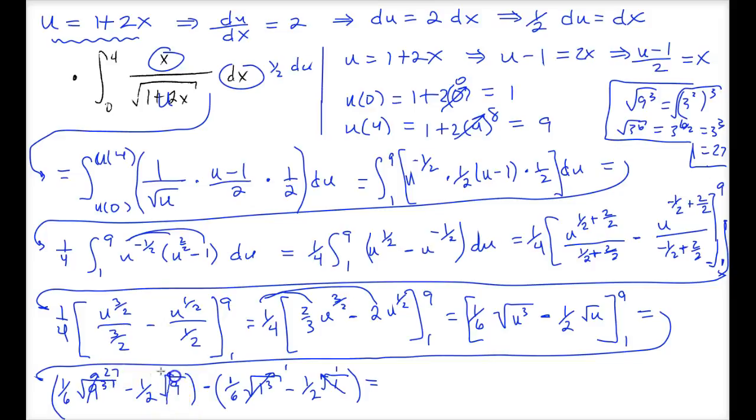And of course, square root of 9 is 3. So once we're done here, this will just be 1/6 times 27, which is 27 over 6, times 1/2 times 3, which is minus 3/2. And then here, we know that we need to distribute whatever it is that we're multiplying here. So that would be minus 1/6. And then negative times negative is positive, plus 1/2.